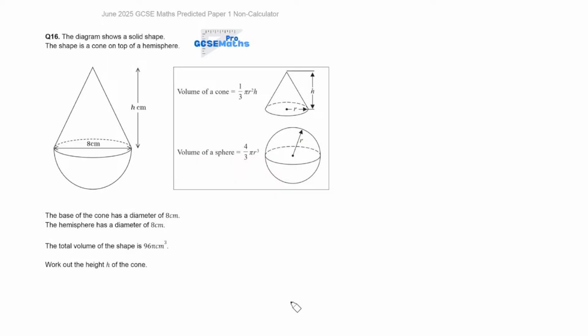Okay, question 16. I've seen a lot of cones, maybe spheres, hemispheres, cylinders, that kind of thing in the non-calculator paper, which might be surprising because obviously it's kind of a complicated formula. But obviously if it's non-calculator, they will not make you work out pi unless they say estimate.